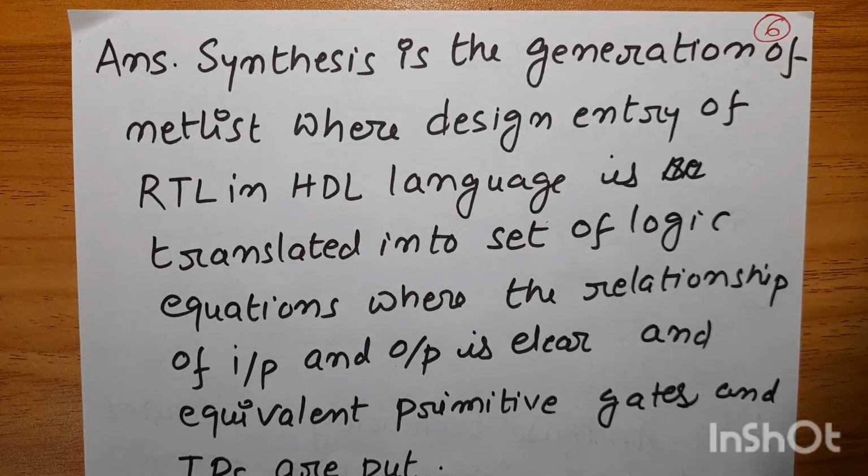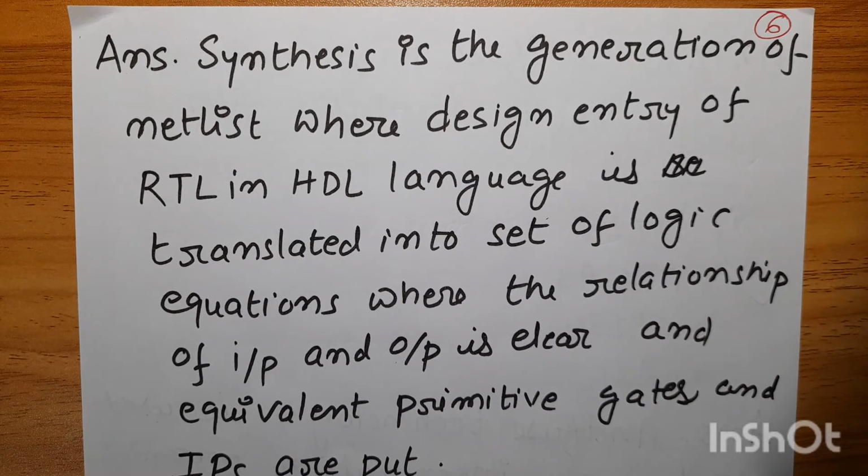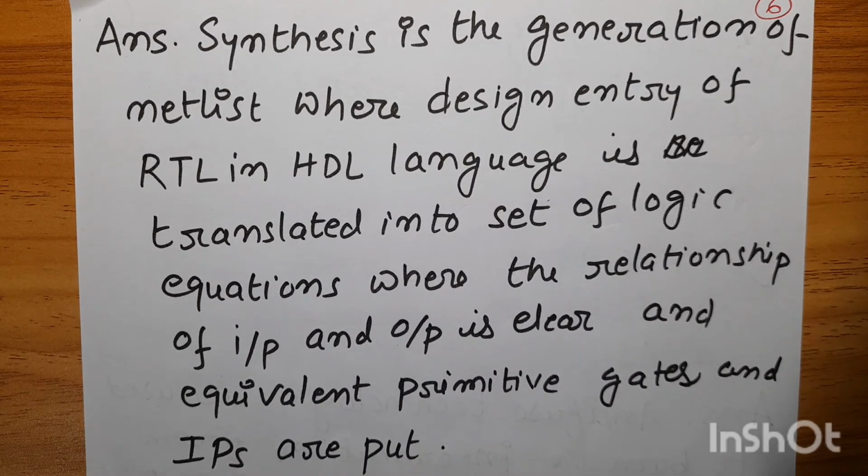You make the entry in the RTL, in a register transfer logic language, whether it is VHDL or Verilog, into the EDA tool. Inside the EDA tool, it translates the language design entry into a set of logic equations. The logic equations make the relationship between input and output very clear. Based on the input-output relationship, the equivalent standard primitive gates and standard primitive IPs are put. And this is how the netlist is formed for synthesis.